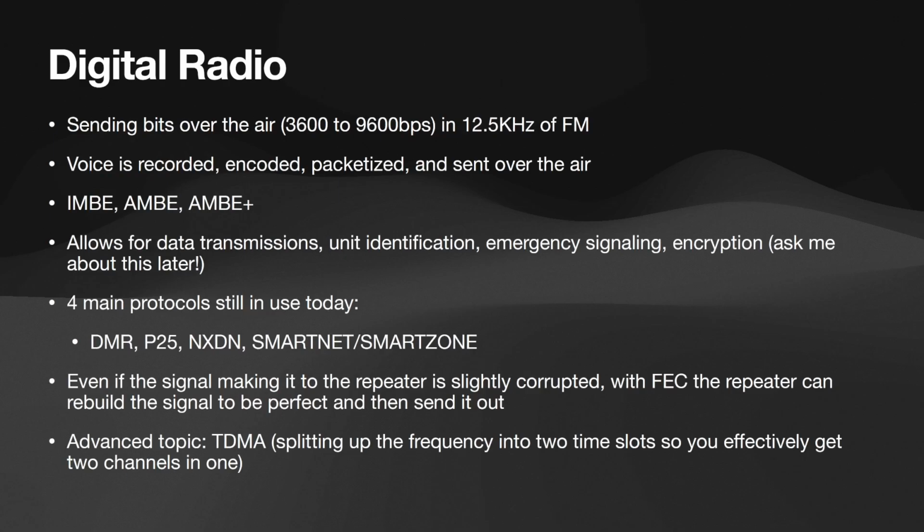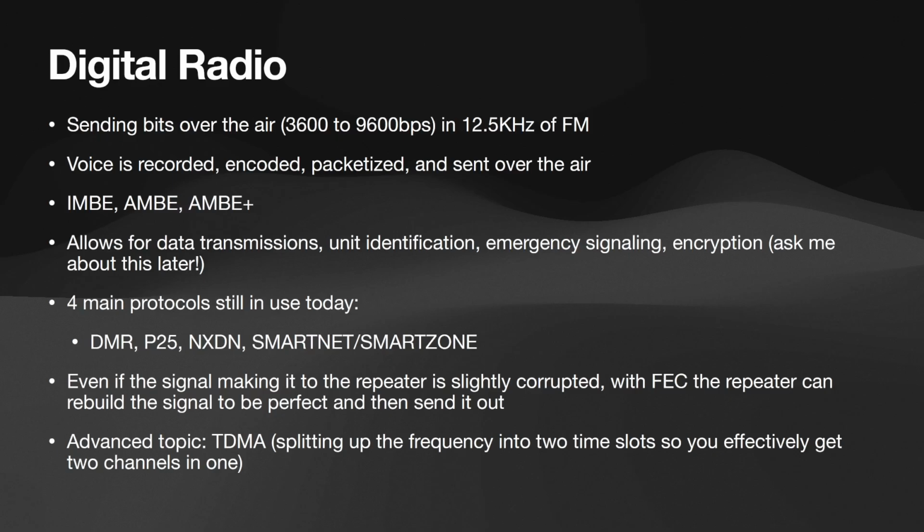We can do digital radio, which is where we take our voice and encode it with a proprietary codec, and get it down to about 3600 to 9600 bits per second, and then send that over the air. This has a couple of really cool advantages. One, you can add in forward error correction. If you're familiar with that, basically you pack extra data in the bits to help recover a garbled signal and kind of correct errors as you go.